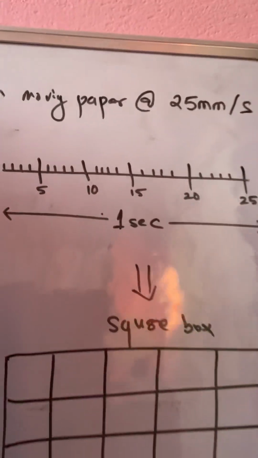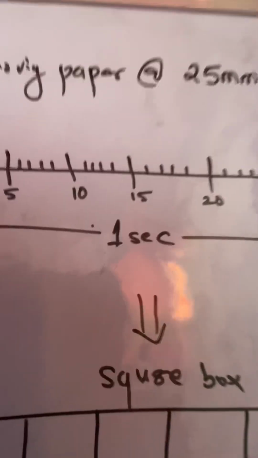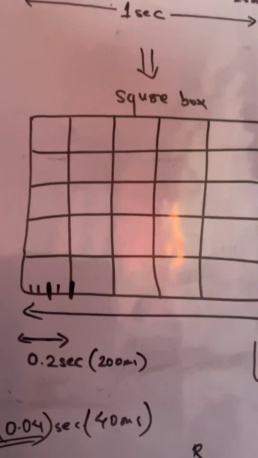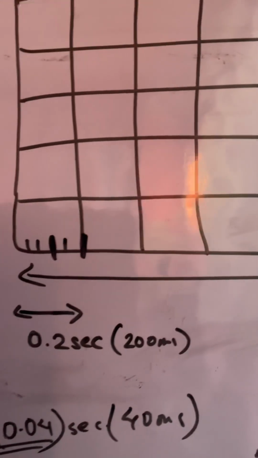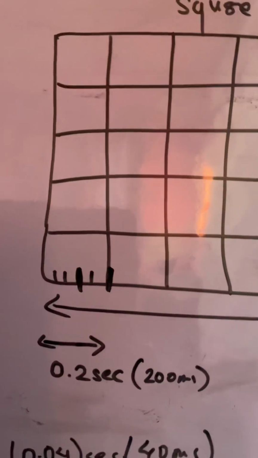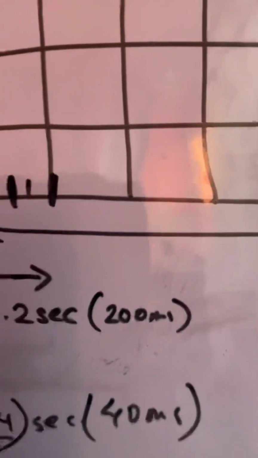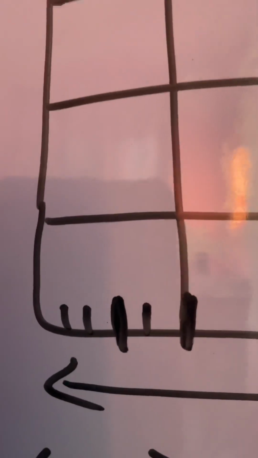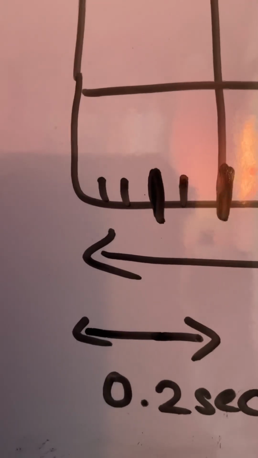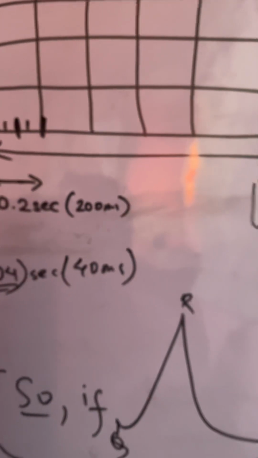So as the 25 small boxes measure 1 second, one large square box will show 0.2 second, and one small box will show 0.04 second. If we convert that into milliseconds, 0.2 second is 200 millisecond, and 0.04 second is 40 millisecond. So this large box represents 0.2 second or 200 millisecond, while this small box measures 40 millisecond, and this is 1 second.